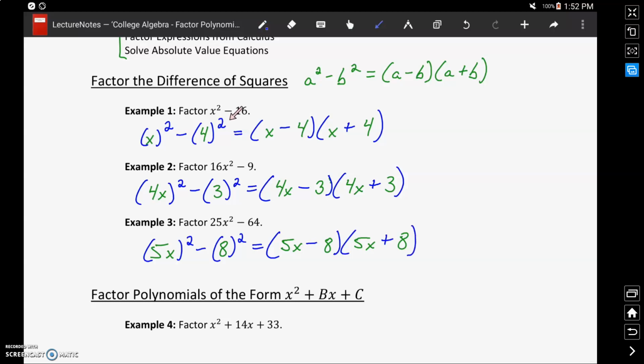We don't really need to show these intermediate steps where we rewrite both the first and second terms as some quantity squared. However, if you're not as comfortable with this approach, or if it helps you to see that pattern and how difference of squares would apply, absolutely feel free to take advantage of that.